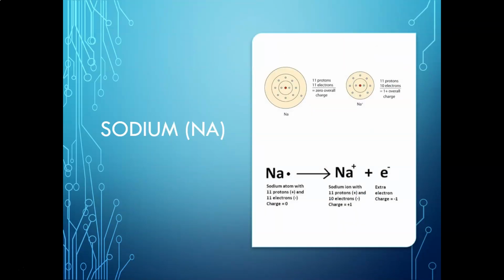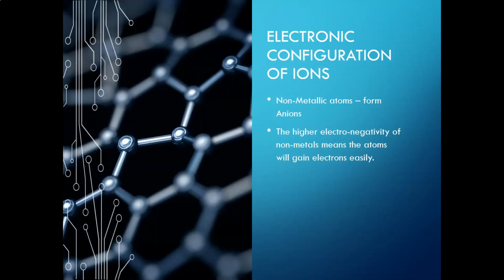Okay, so as I was saying, sodium loses 1 electron. So it becomes Na+, and there is that free extra electron, okay, with its charge. So Na+ means it's only lost 1 electron. If it had lost 2 electrons, it would be Na with a superscript 2+.